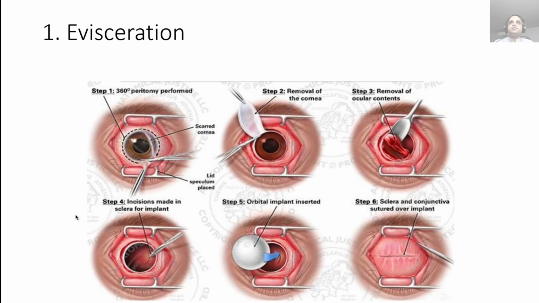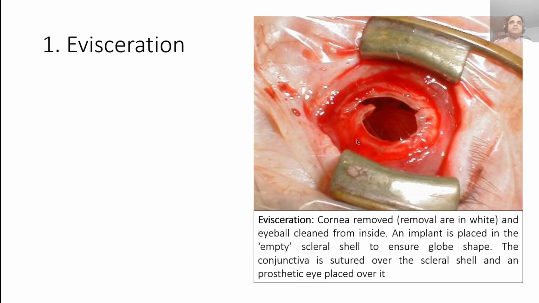So this is how you do evisceration: 360 degrees incision around the cornea, discard the cornea, remove intraocular contents, and after that, you take a silicone orbital implant, push it inside the scleral shell, and stitch the conjunctiva over it. And then you can place a prosthetic eye, an artificial eye. Obviously, it's a non-seeing eye. It's made of various materials, but at least it gives a semblance of normalcy to the patient. This is how an eviscerated eye would finally appear. There is no cornea here because it was cut and discarded. Everything inside, the intraocular contents, has been scooped out. We put an implant inside of this, stitch the conjunctiva on it, and put a prosthetic eye.